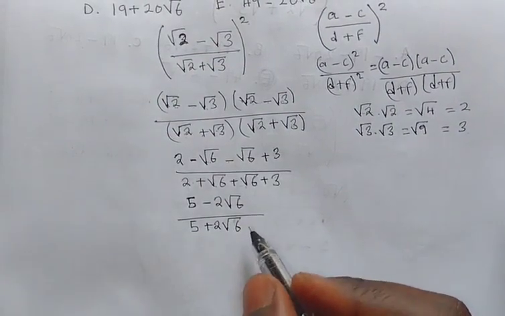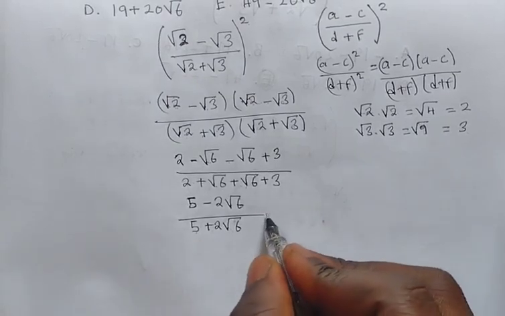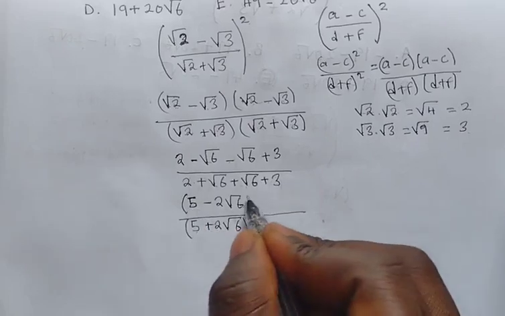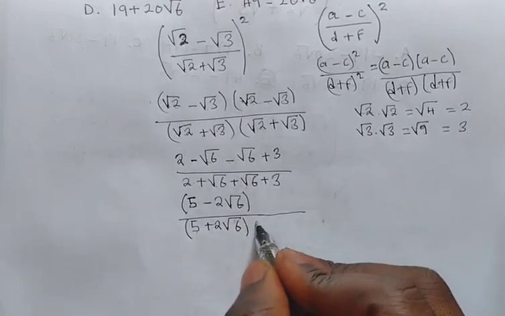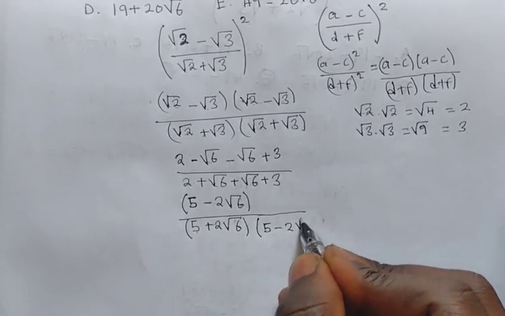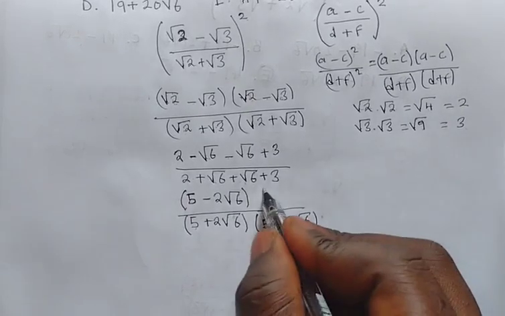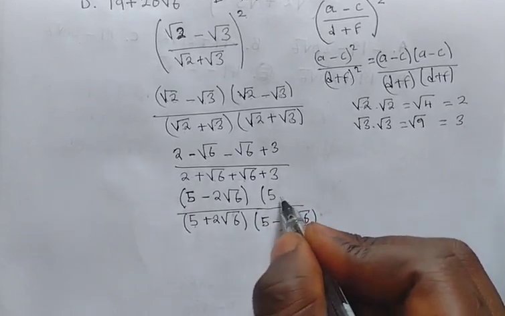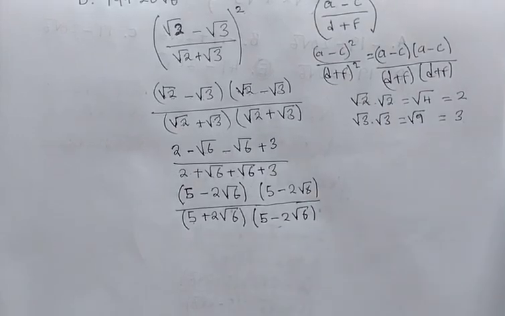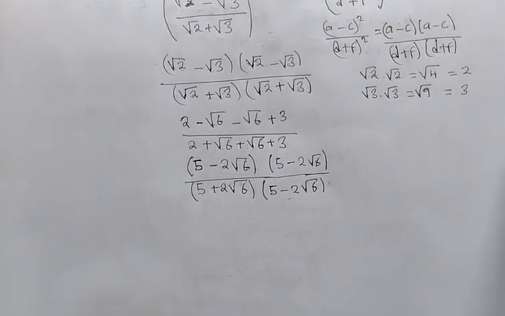So how do we rationalize the denominator? The denominator is 5 plus 2 root of 6. We will enclose these in brackets. To rationalize the denominator, it means that you are going to multiply this denominator by 5 minus 2 root of 6. Whatever we do here, even on top, we multiply with the same. So times 5 minus 2 root of 6. This is how we rationalize the denominator.